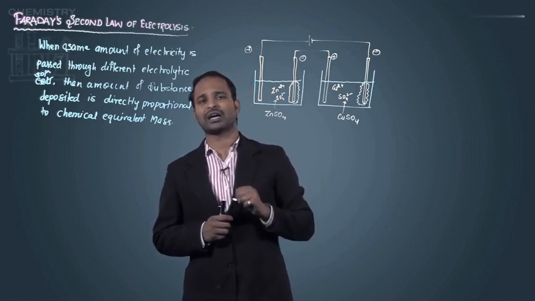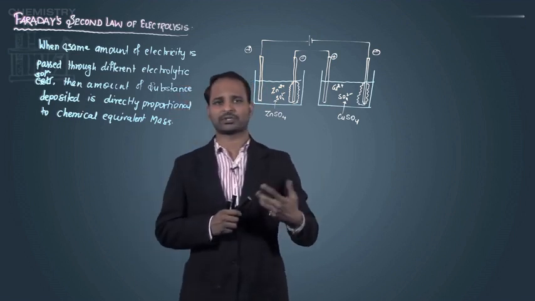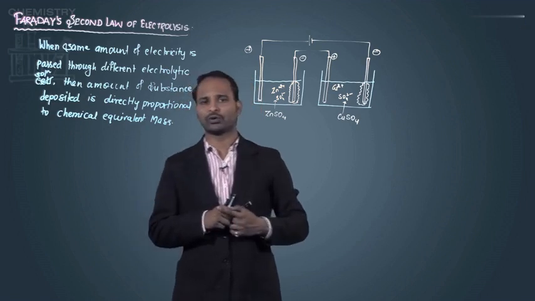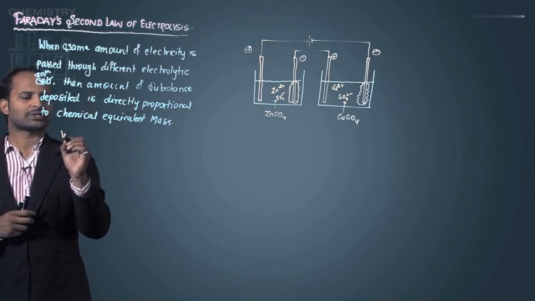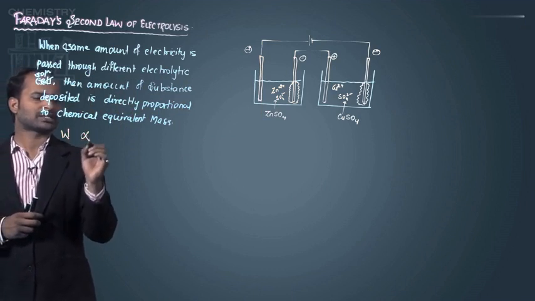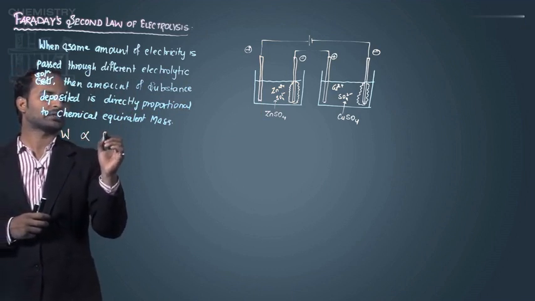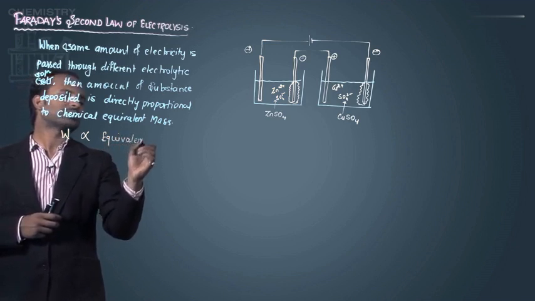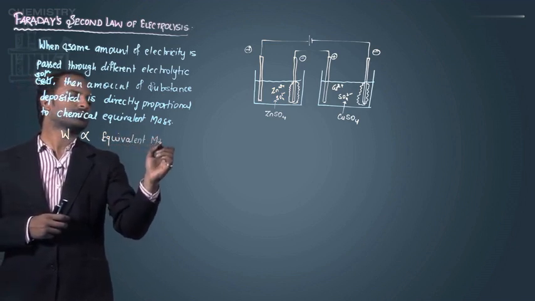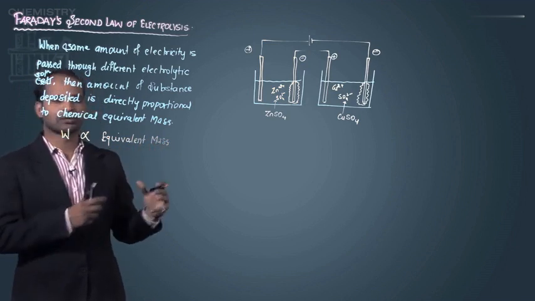The one which has the higher equivalent mass will deposit more compared to the one which has a lower equivalent mass. So I can say that the mass of a substance deposited, that is the weight, is directly proportional to the equivalent mass. And this is applicable only when the same amount of electricity is passed through both the solutions.